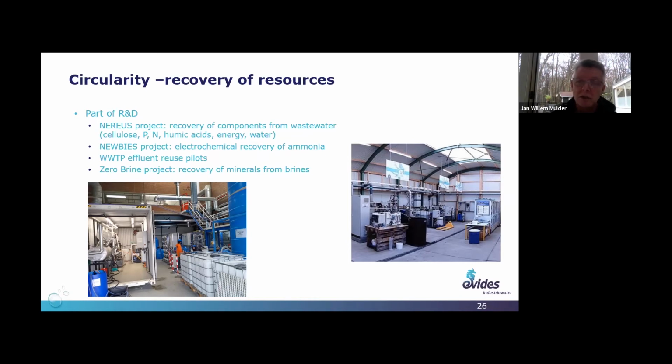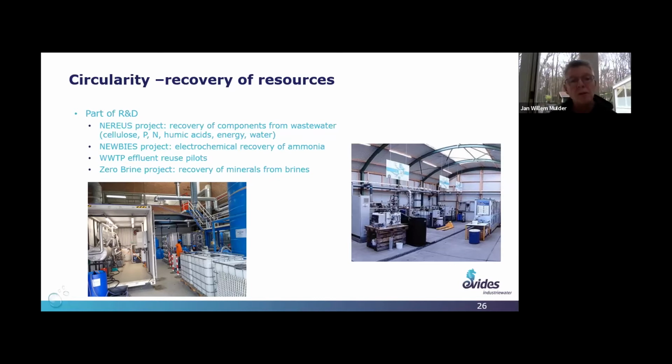We start with sieving, electrocoagulation, but in the meantime we changed it for iron chloride dosage, nanofiltration, and the aim there is to recover and reuse all kinds of resources from the domestic wastewater, like cellulose, phosphorus, nitrogen, humic acids, energy, but of course also the water at any quality that's needed. The new research is for electrochemical recovery of ammonia.